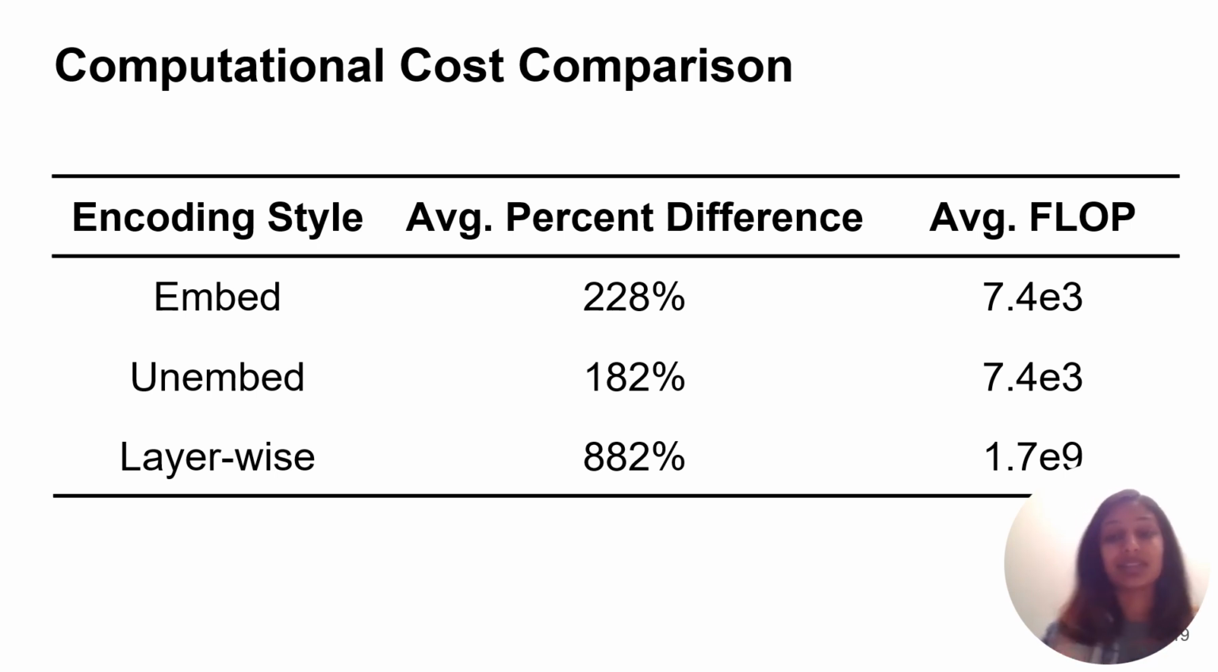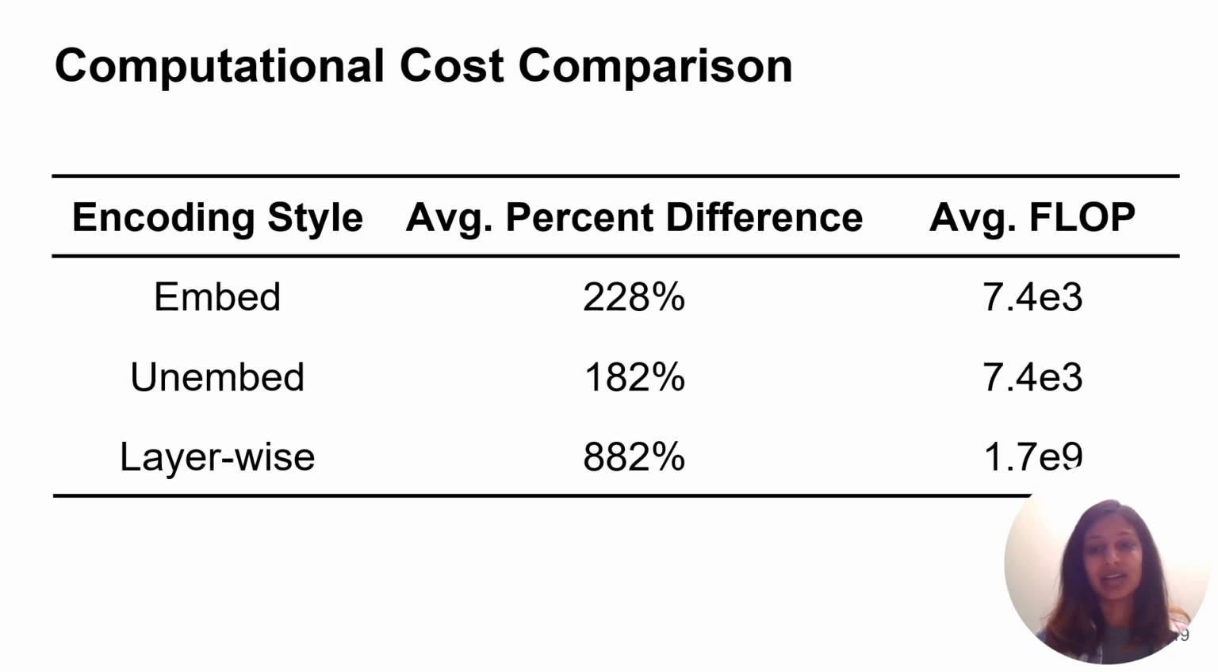Embed and unembed have the same flop count, on average at 3.4 e to the 3. The reason this is so low is because embed and unembed are only a single matrix multiply to do the encoding. We're just multiplying some sort of either unembedding matrix or the embedding matrix. So it's a constant cost operation regardless of where in the model you're injecting.